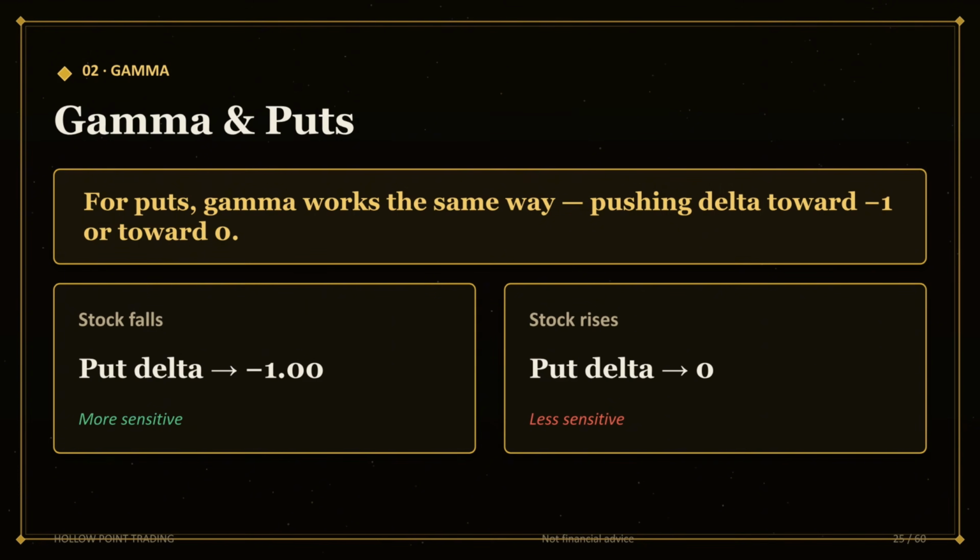Gamma works similarly for puts, pushing delta toward minus 1.0 or toward 0. As the stock falls, put delta moves toward negative 1, becoming more sensitive, while a rising stock pushes put delta toward 0, making it less sensitive.